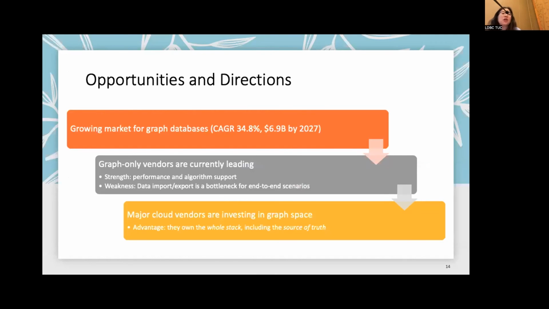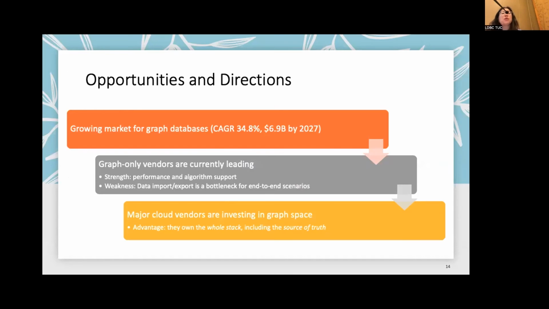Now I'd like to talk a little bit about the opportunities and directions. So clearly there's a growing market for graph databases. And right now the graph-only vendors are leading in performance and the algorithm support. But I think there's still some opportunities for other vendors and new vendors to catch up.